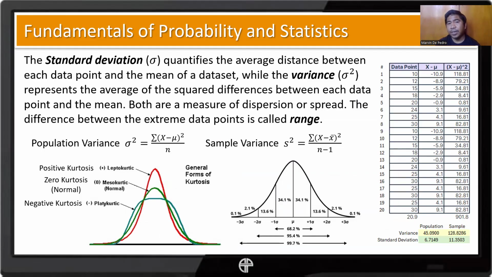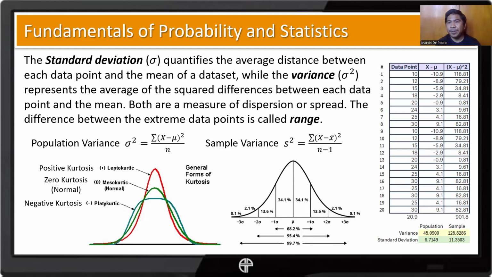So both of these, as mentioned earlier, are a measure of dispersion or spread. The difference between the extreme data points is called the range. The range is actually the simplest measure of dispersion. We just take the difference between the highest value and the lowest value.